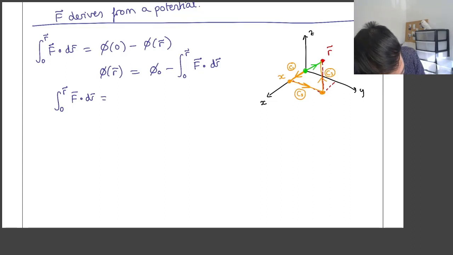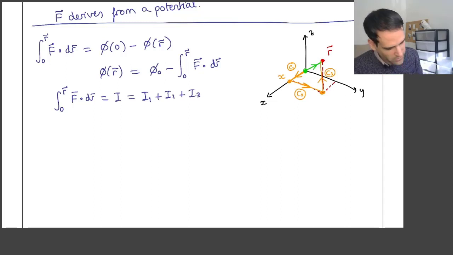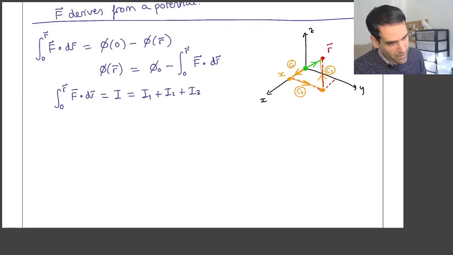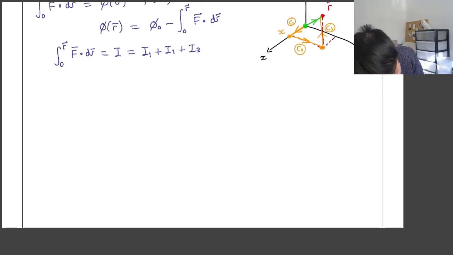we can call it our integral I, and it will be equal to I1 plus I2 plus I3, corresponding to each of the 3 paths. So we are going to do each path at a time. So I1.